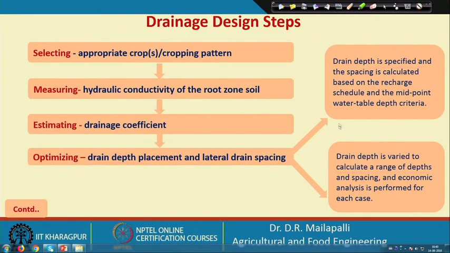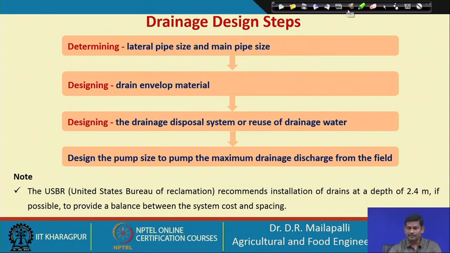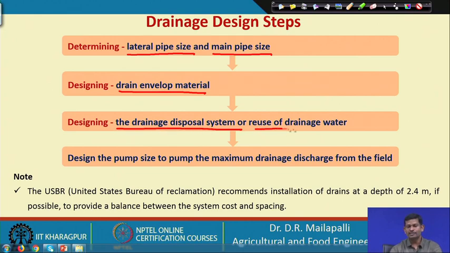Next, once the drain depth and drain spacing are decided, the lateral pipe size and main pipe size need to be decided. We discussed this in the previous lectures, the drain pipe sizes. After that comes the drain envelope material, which is generally more than 10 times the hydraulic conductivity of the soil material. After that you have to design the drainage disposal system or reuse drainage system.